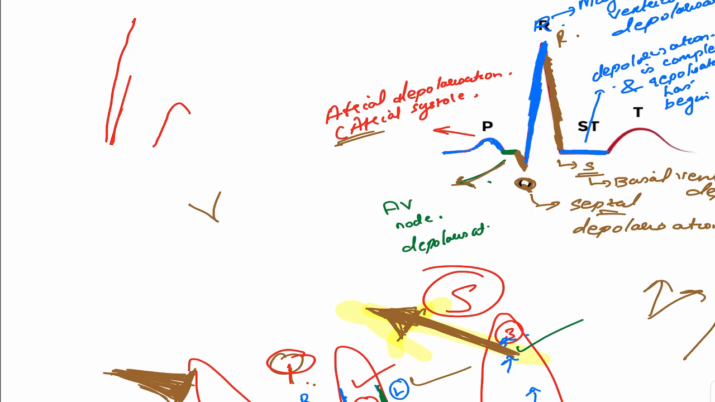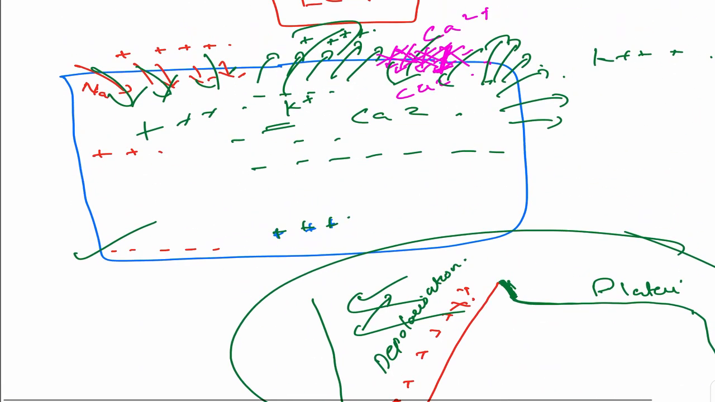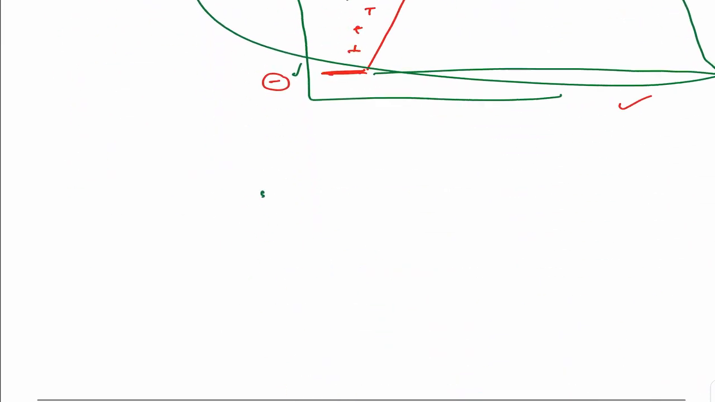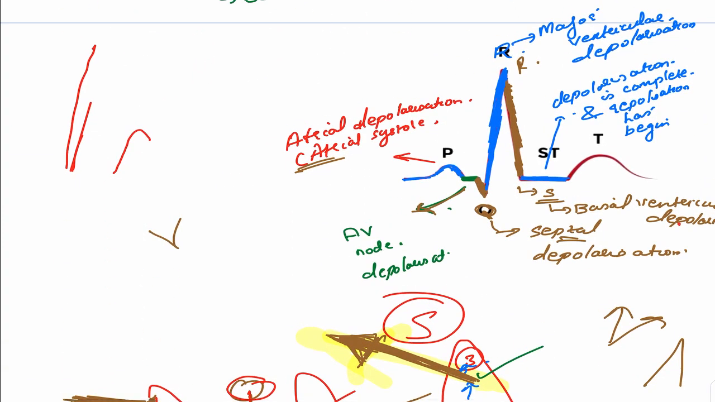Only when repolarization begins do negative charges build up, because in the earlier picture there was a backflow of charges. Depolarization was the entry of positive charges. Repolarization is the exit of positive charges, meaning the inner side becomes negative, that is negative charges propagating. Only at that time will we have a deflection. Now there is no deflection because no charge is propagating. So we get the ST segment, where depolarization is complete and repolarization has not begun.